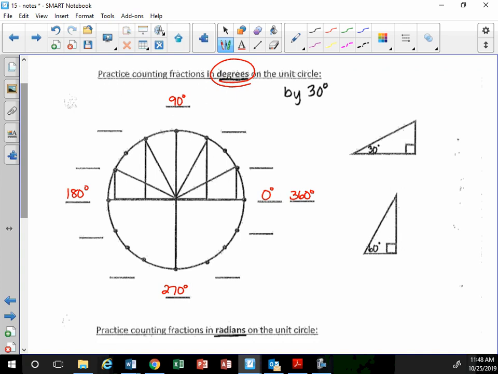All right. 30 is going to be the next one we're talking about, right? So this is 30. Okay, what do you think the next one after that's going to be? 60. All right, so we've gone 30, 60, 90. What's next? 120.